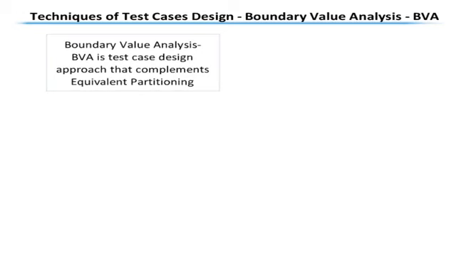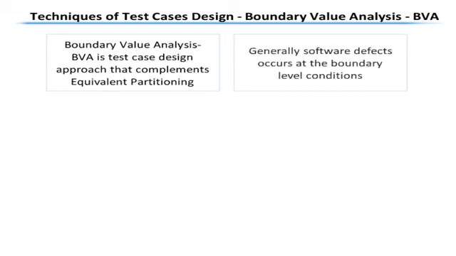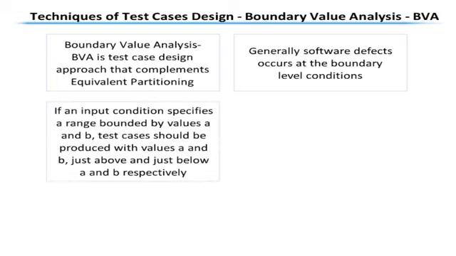The next technique of test case design is boundary value analysis. It's commonly known as, you guessed it, BVA. In general, chances of any software failure are more at the boundary conditions. Under this technique, the input data for software testing is prepared so that it spills on either side of the normal range. So, if an input condition specifies a range bounded by values A and B, the test cases should be produced with values of, say, A and B, just above and just below A and B respectively.